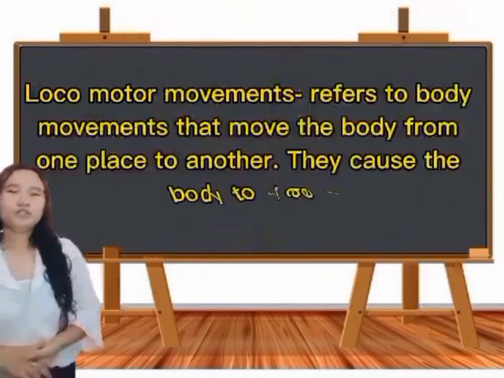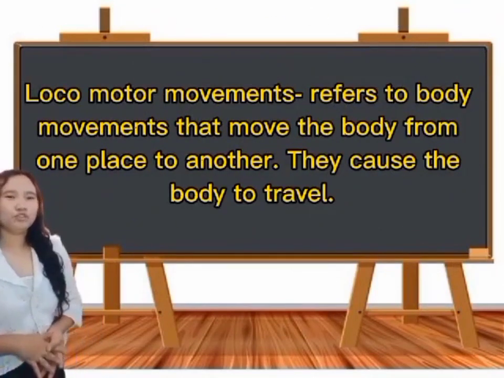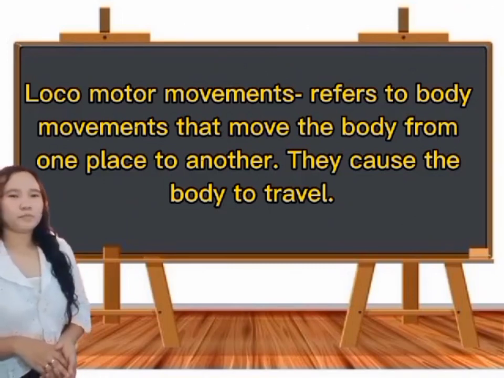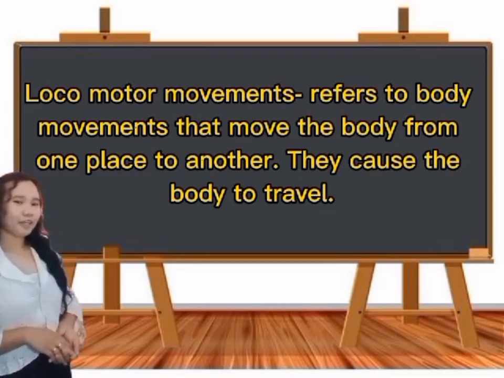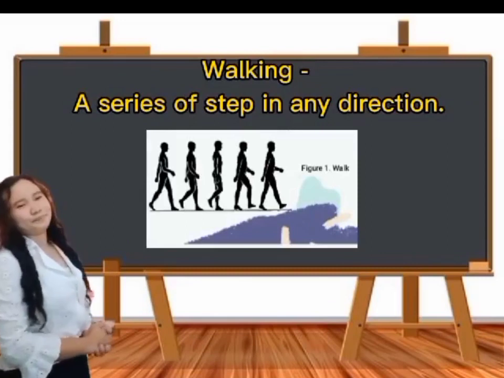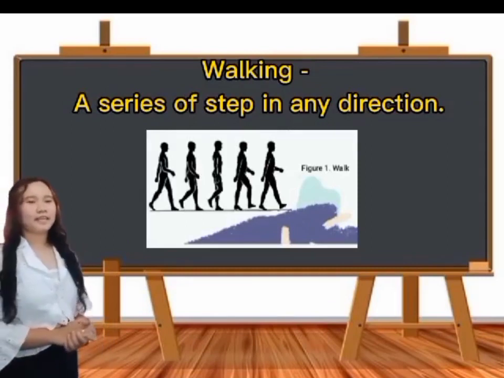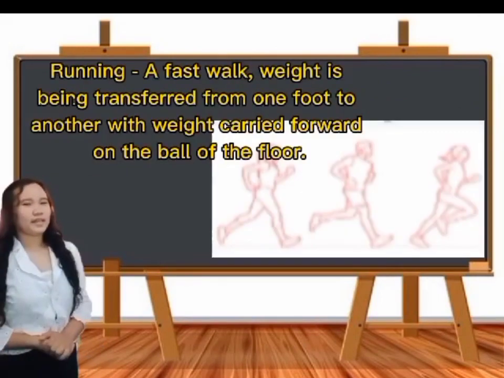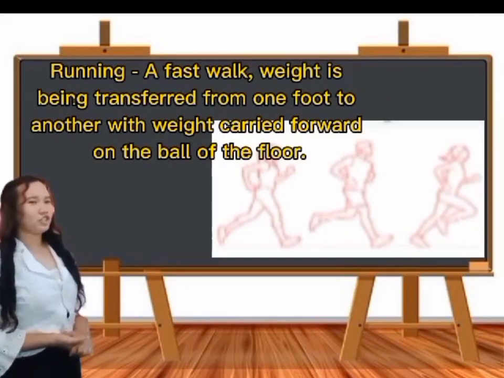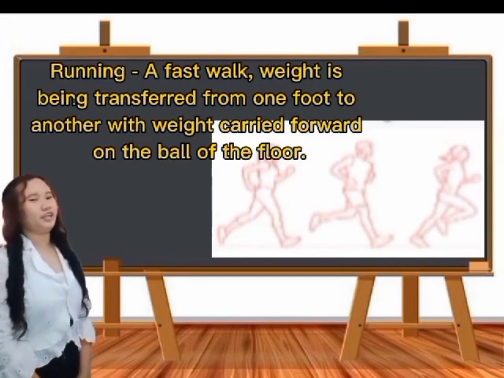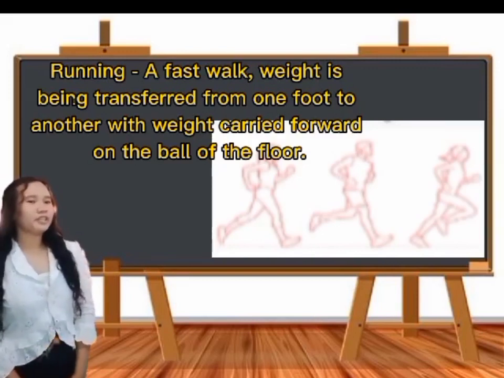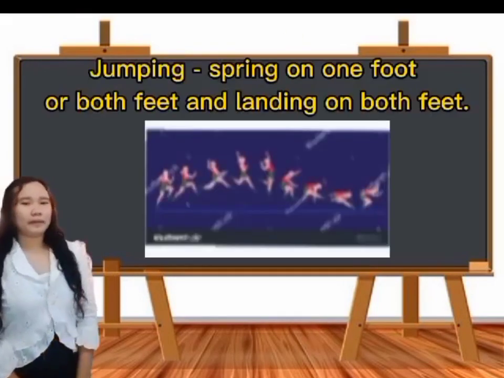There are two basic natural movements, the locomotor and non-locomotor. So, the locomotor movements refer to the body movements that move the body from one place to another. They cause the body to travel. Like for example, walking or paglakad is a series of steps in any direction. Second is running or takbo. Is a fast walk, weight is being transferred from one foot to another, with weight carried forward and the ball on the floor. The third one is jumping or pagtalon.